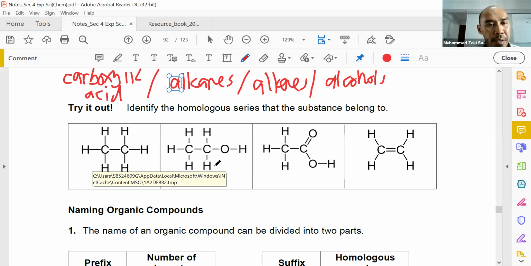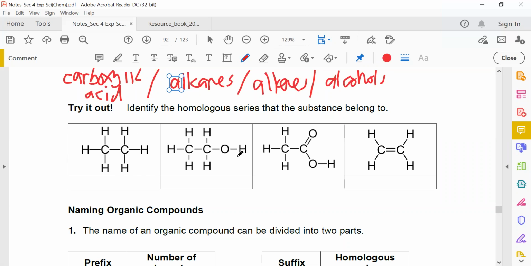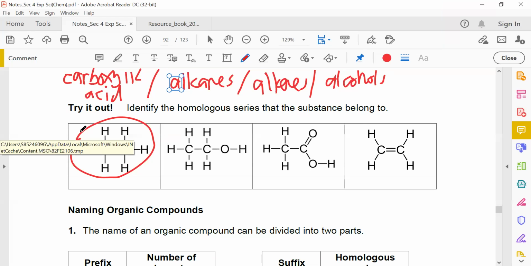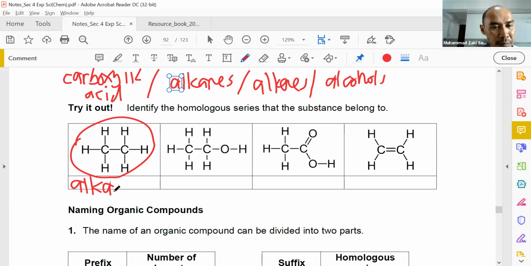Let me ask one person. The first one, what homologous series does it belong to? Himan, are you there? Good morning. So what homologous series does this particular molecule come from? Alkanes. Very good. So write this down.